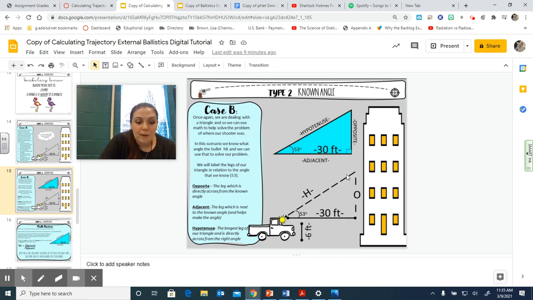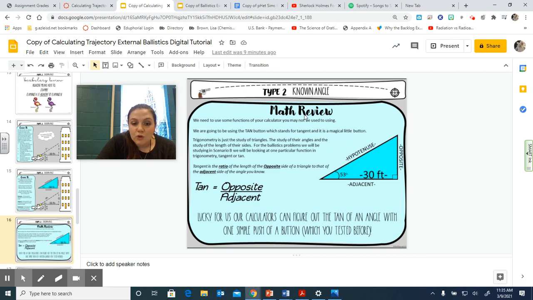Okay. So a little math review, we need to use some functions of our calculator that you may not be used to using. We are now going to use the tan button, which stands for tangent, and it is a magical little button. Trigonometry is just the study of triangles, the study of their angles, and the study of the length of their sides. For ballistics problems, we will use it for scenario B. We'll be looking at one particular function in trigonometry, tangent or tan.